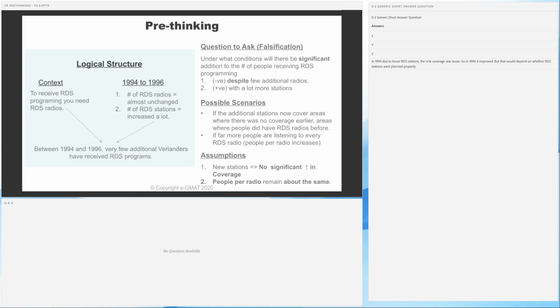Okay. So my assumptions are: new stations don't increase the coverage, or people per radio remain about the same. Can you guys see that these are good assumptions? We need this for the conclusion to be true. We don't want new stations to increase coverage. Why? Because if that happens, more people start to receive RDS programming. And people per radio should remain the same. People per RDS radio, that is.